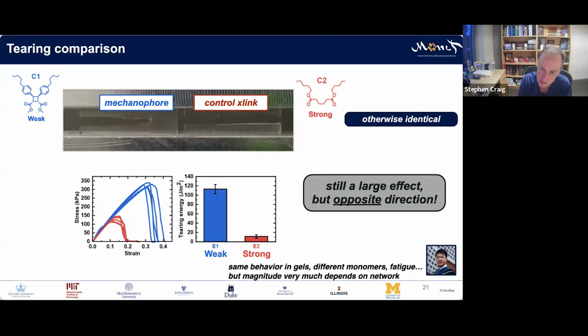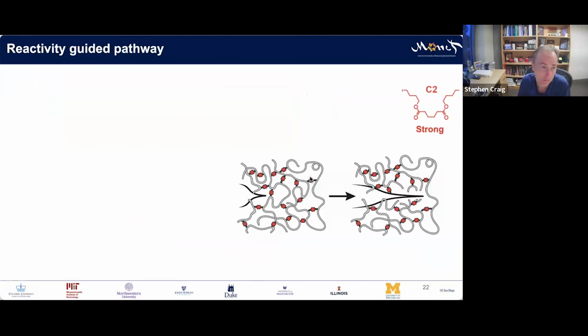And if you cross-link it with something that is strong and hard to break, you get a material that's easy to break. And if you cross-link it with something that's easy to break, you get a material that's much more difficult to tear. Okay, so why is that? I'll be honest, it's not what we expected, right? But Xu saw this, and his hypothesis was, okay, here's what I think's happening.